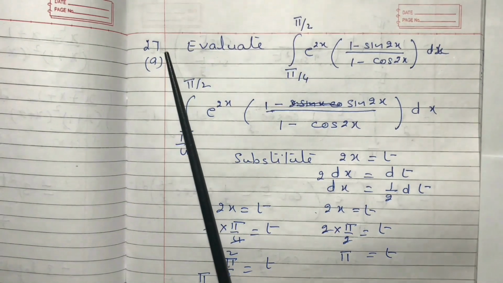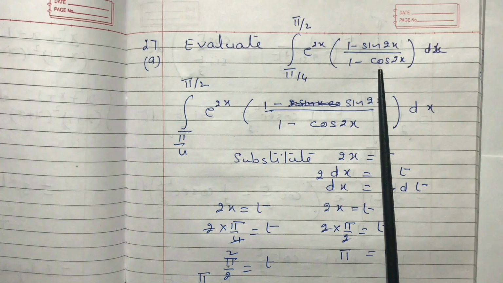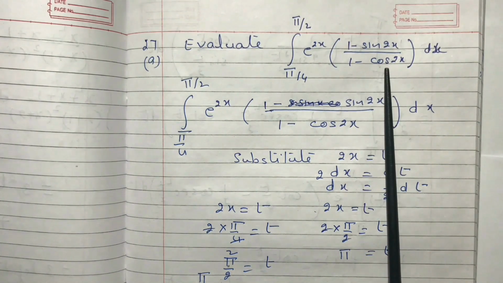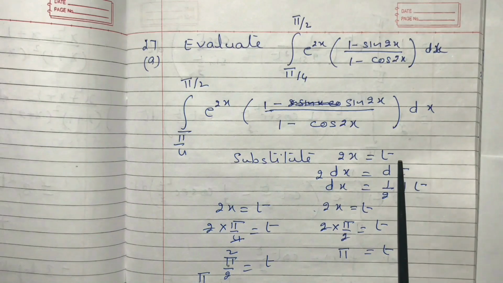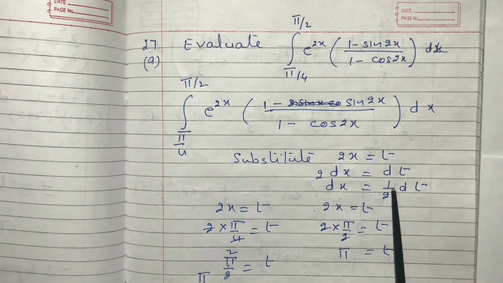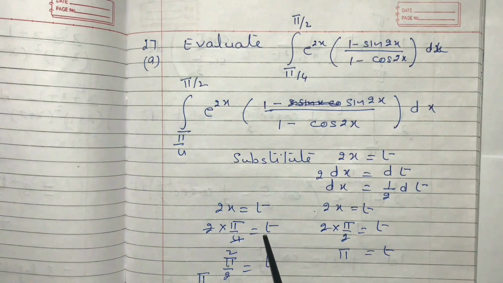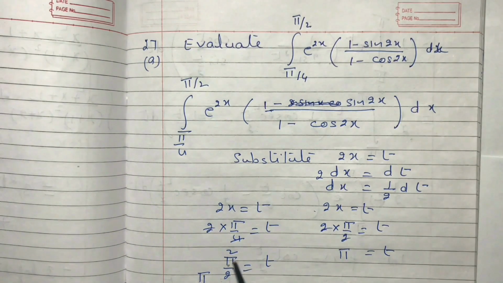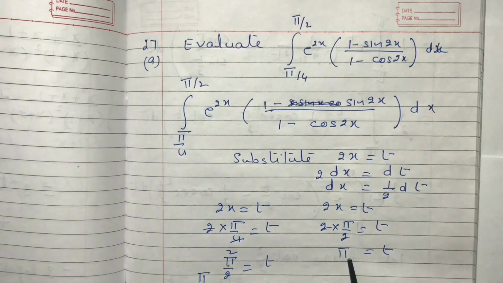Now this is question number 27. This is part A. We are to evaluate this. So you are to integrate this. Now here substitute 2x as t. Then dx will be half of dt. Now change the limits also. If x is pi by 4, then t comes out to be pi by 2. If x is pi by 2, then t comes out to be pi.